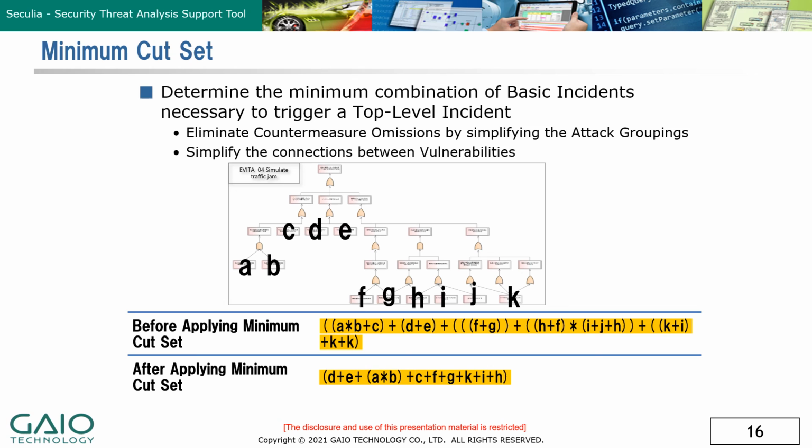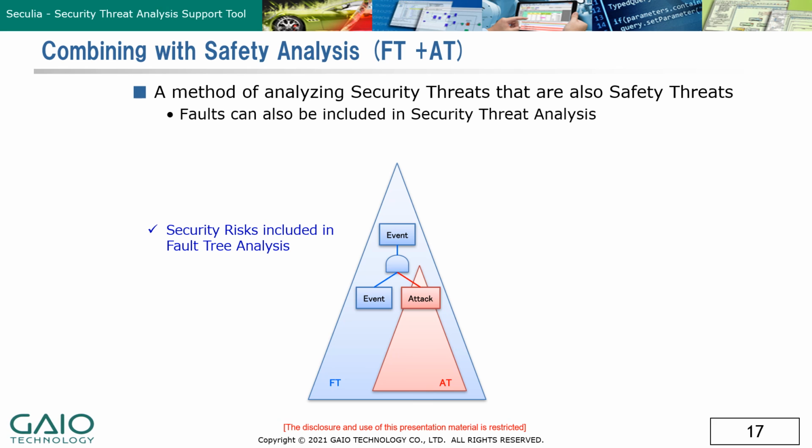Seculia also allows easy determination of the minimum cut set, the minimum combination of events that would lead to a particular top-level incident occurring. This helps to clearly identify the most serious threats. Furthermore, Seculia allows both security risks and safety risks to be assessed in the same fashion.